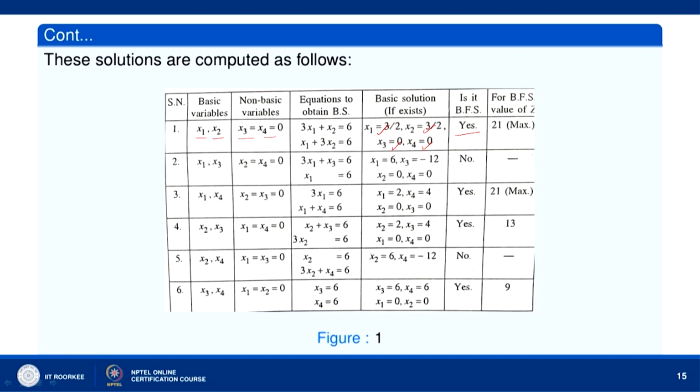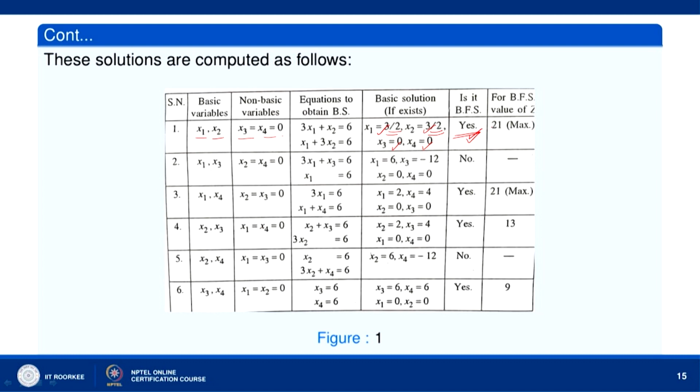Is it a basic feasible solution? Basic feasible solution means it should satisfy the criterion that x 1, x 2 must be non-negative, because we have the condition that x 1, x 2, x 3, x 4 are all non-negative. So, here we see that x 1 is 3 by 2, x 2 is 3 by 2. So, it is a basic feasible solution.